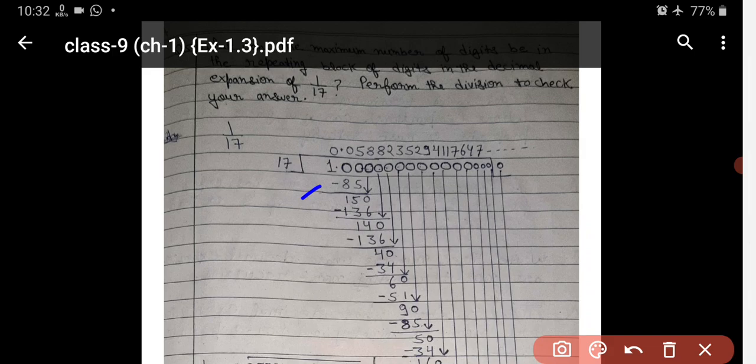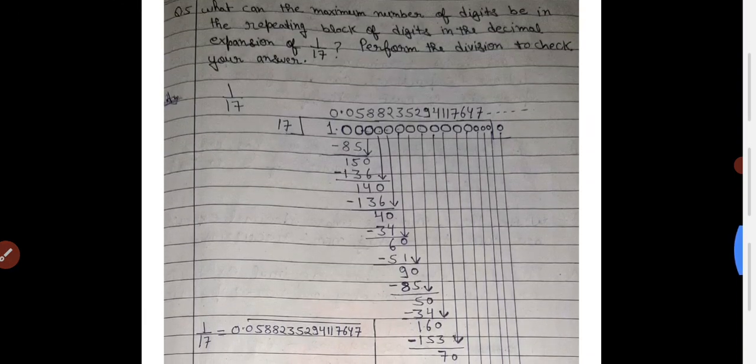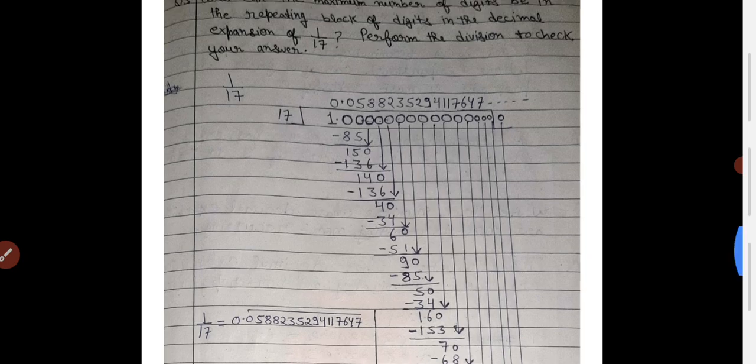So you get 0.058823529411764, like that. Again you get 1 here. If you start one more further division, again you get the same number. It means that after 7 the digits will start repeating. After 7 you will again get 0588235294117647, like that. So you continue this long division, and finally you get 1 here by performing it. It means the digits start repeating after this 7.